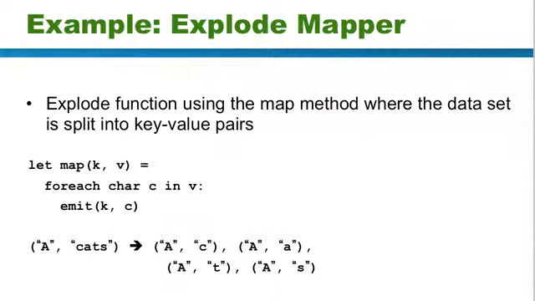So if you look at the explode mapper, all it's going to do is take the key and the value and map the key to the value for each value in the actual value variable. So the explode function uses a map method where the data set is split into key value pairs. And we take A and cats. A is going to map to C, A, T, and S respectively.